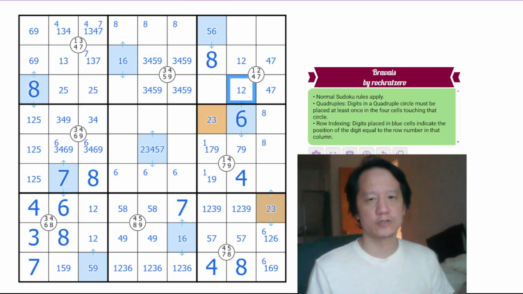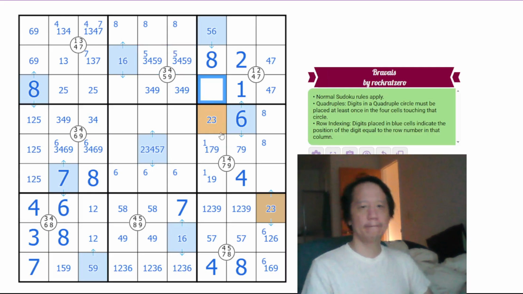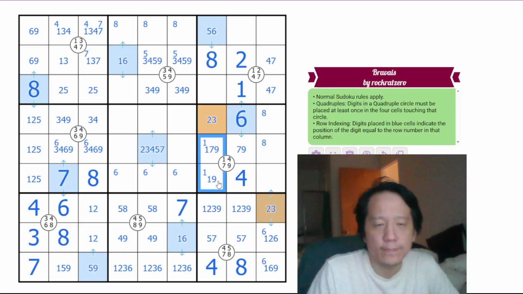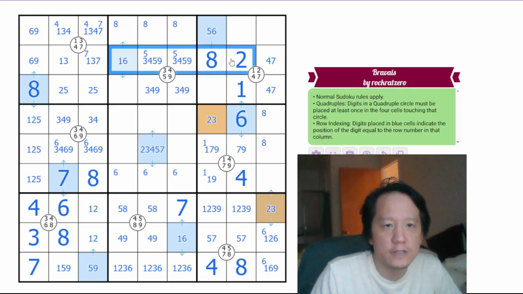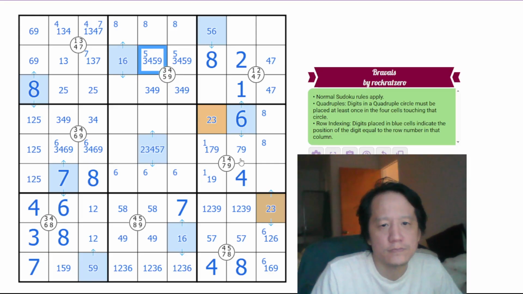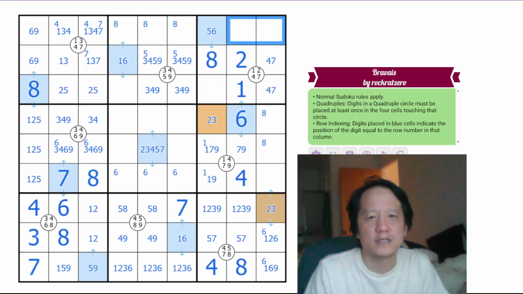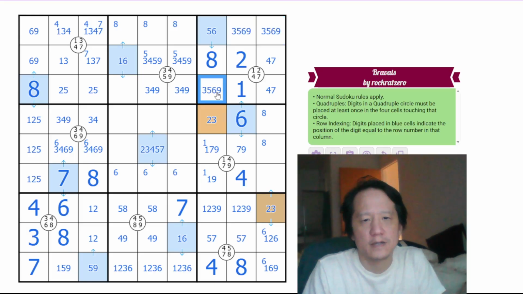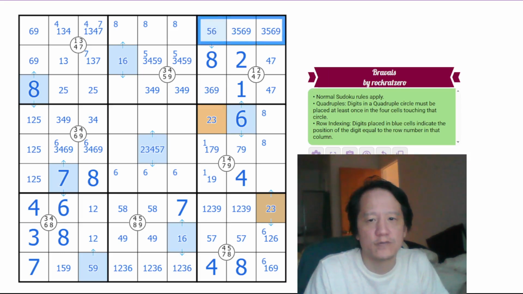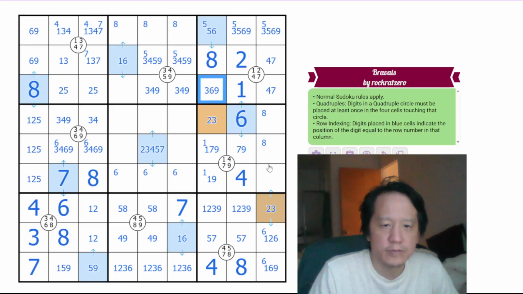So this can't be 2, this is 1, this is 2. This can't be 5, therefore 5 has to be one of these two. Let's see. Okay, the rest of this upper right-hand box must be 3, 5, 6, and 9. Well, this can't be 5, so 5 has to be one of these 3 cells: 3, 6, or 9.